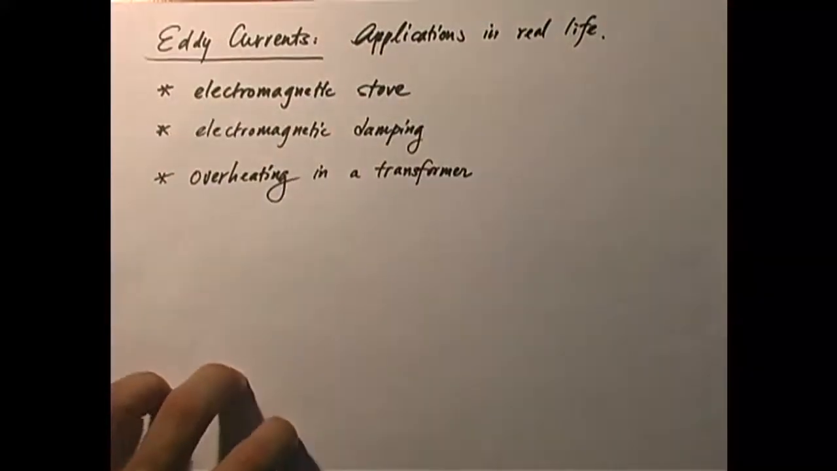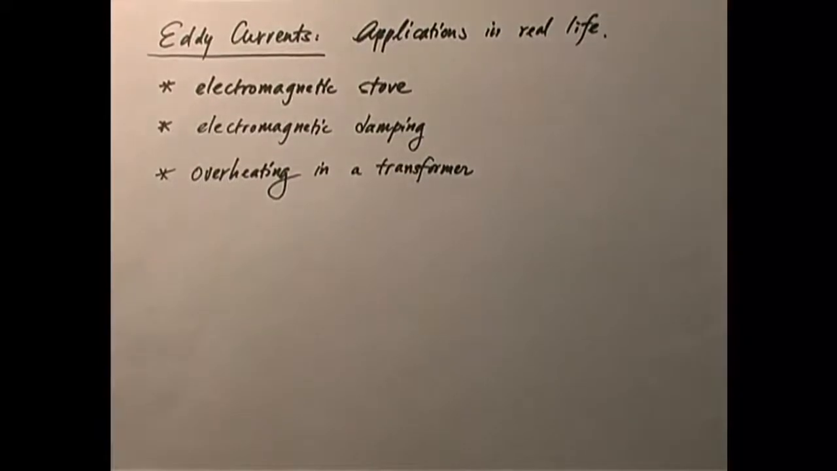So basically, it is an induced current that lives in a piece of bulk conducting material in the presence of a variable magnetic field. And it's got many applications in real life. Now, just like any scientific phenomenon, it is always a two-edged sword. Sometimes it's good for us, sometimes it's not good for us. So we can see examples where we wish to avoid it, and examples where we wish to take advantage of it.